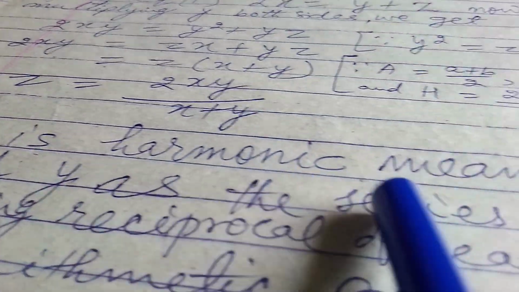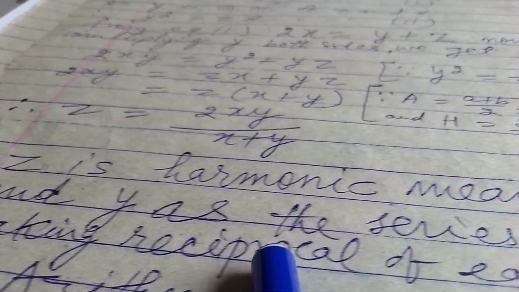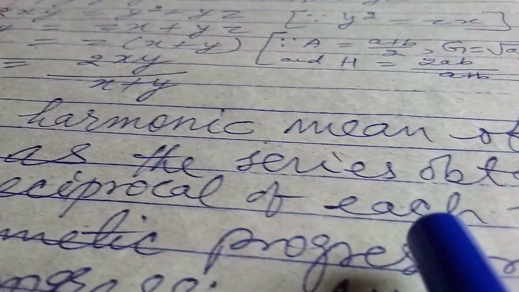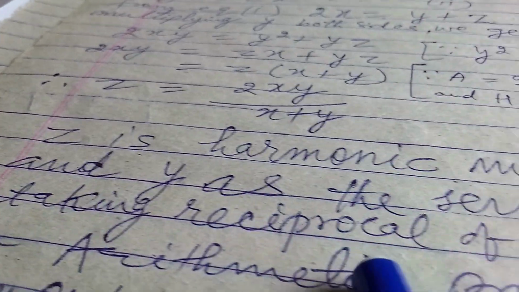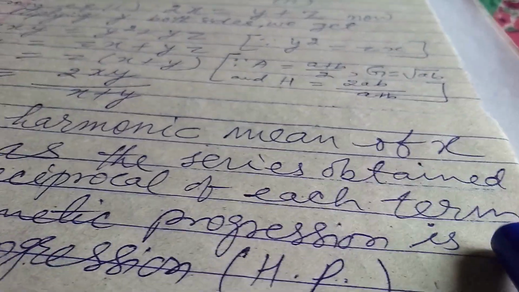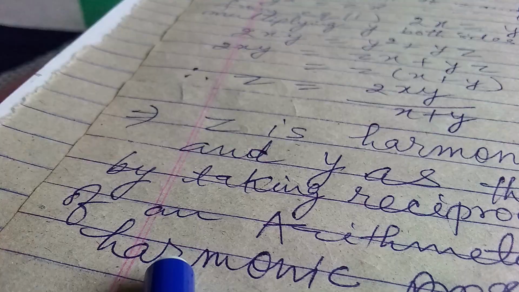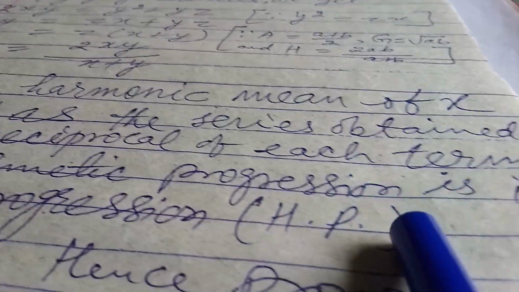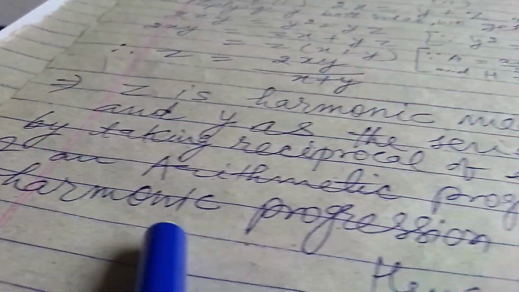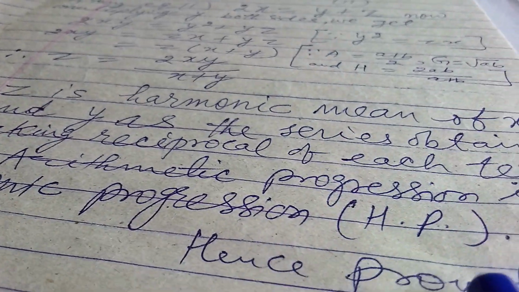So this implies z is the harmonic mean of x and y, as the series obtained by taking the reciprocal of each term of an arithmetic progression is in harmonic progression.